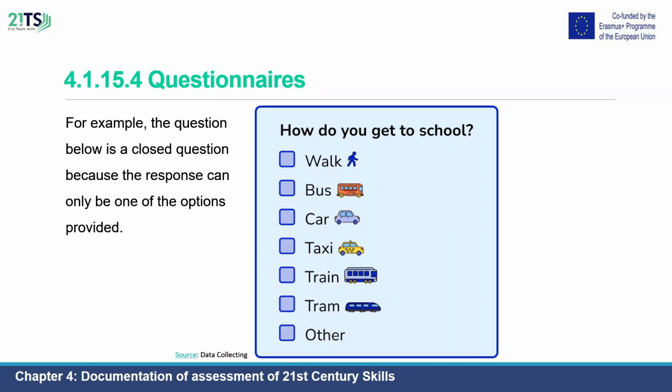Here are some examples of questionnaires. For example, the questionnaire below is a closed question because the response can be only one of the options provided. For example, you have a question about how people travel to school, and the people can tick in the box whether they walk or use a bus or car to school.